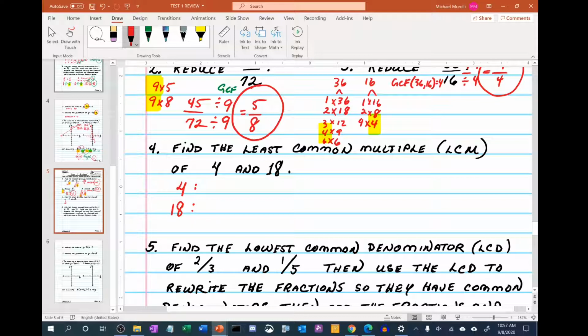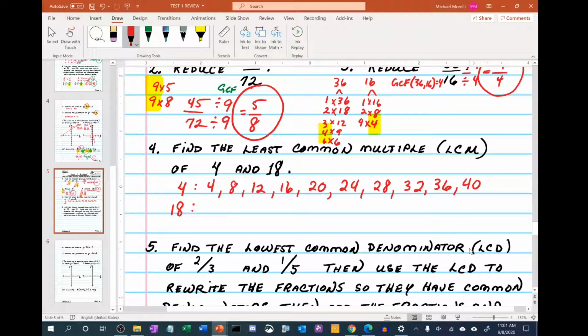So we do 4 times 1 is 4. 4 times 2 is 8. 4 times 3 is 12. 4 times 4 is 16. 4 times 5 is 20. 4 times 6 is 24. 4 times 7 is 28. 4 times 8 is 32. 4 times 9, 36. 4 times 10 is 40.